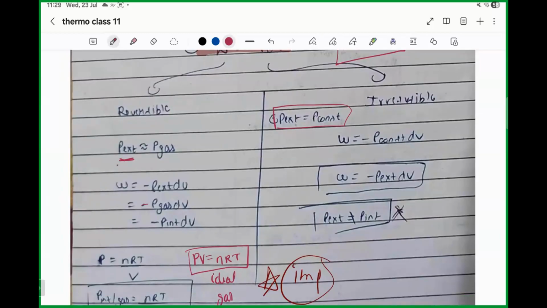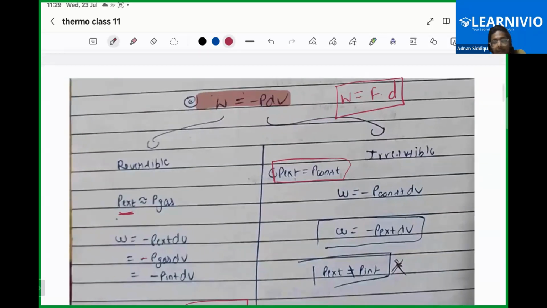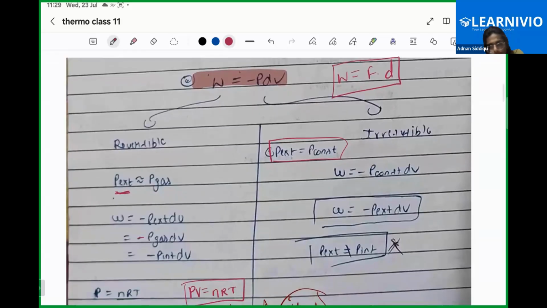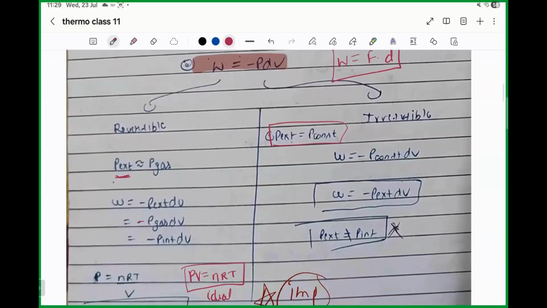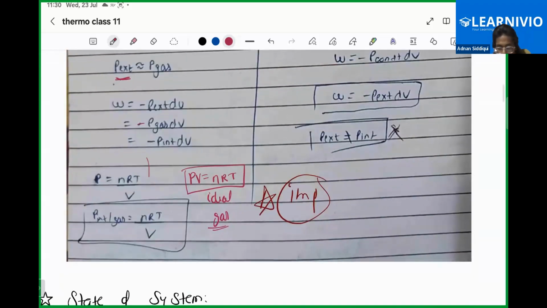So these two are different things. The P external is due to the piston and P internal is due to gas. The formula for work done is minus PdV, so we need pressure. If we are talking about a reversible process, we can interconvert the external with the gas one. And how is it beneficial for me? Because the moment I exchange my P external with P gas, I can use this formula.